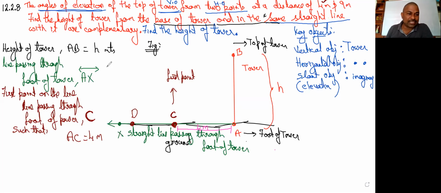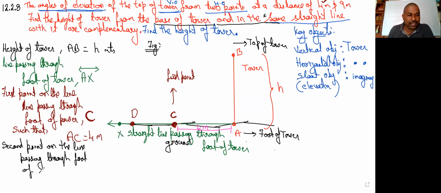Dhruvita, can you please tell me which is the second point we have taken? D. So the second point on the line passing through the foot of the tower. The point that we have taken is D.